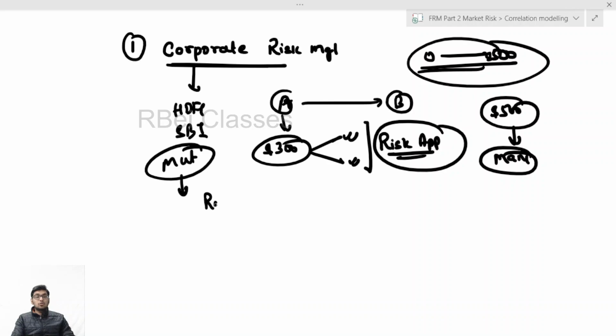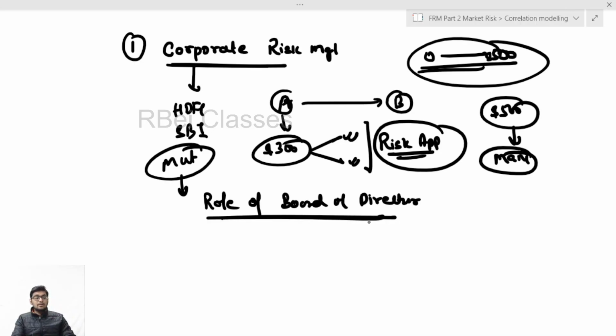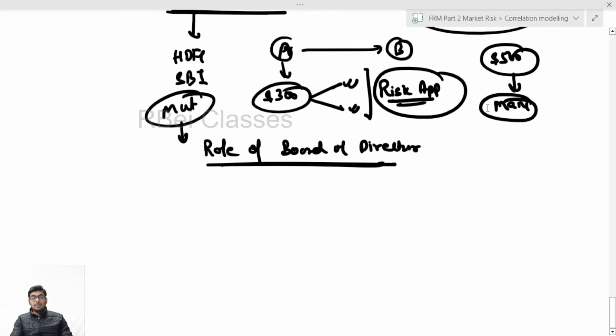Over here there is a role of the board of directors as well. The board of directors plays a major role in helping the team to manage the risk. There is risk mapping. You will study it in minute detail in your FRM Part 2. Risk mapping is how you are going to manage the risk.